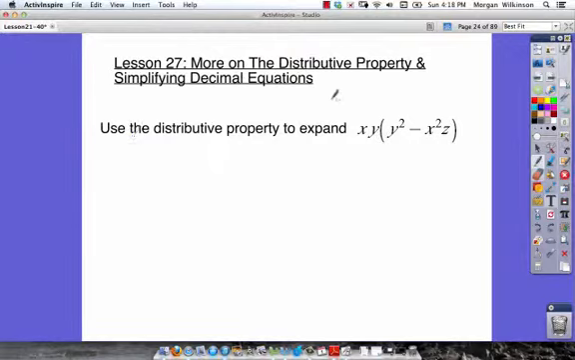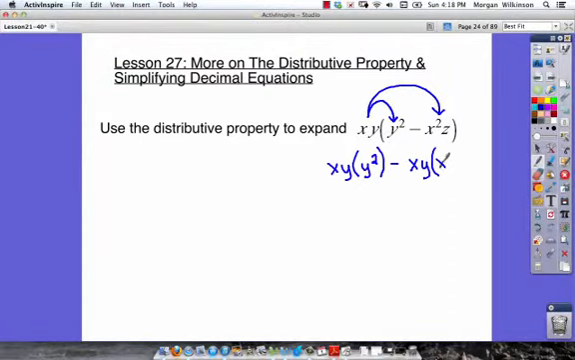Now if we remember, the distributive property tells us we can multiply our outside term times each of the terms we have on the inside. They're going to be separated in this case by subtraction. So let's go ahead and do that. What we're going to do is we're going to say xy times y squared. Then we're going to subtract. We've got xy times x squared z.